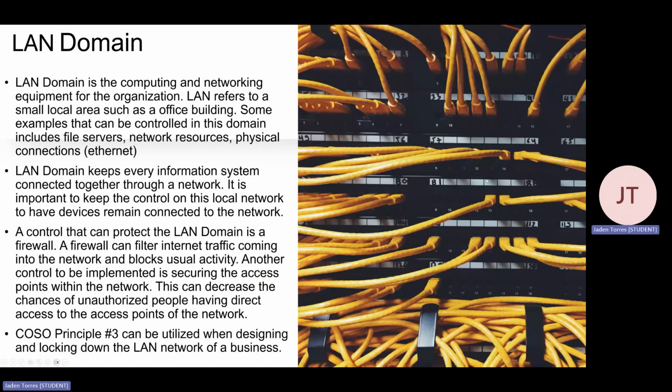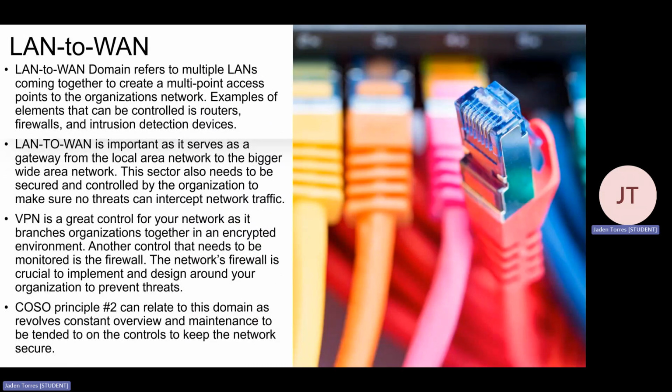All right, let's move on. LAN to WAN. If I haven't mentioned before, LAN, local area network, WAN, wide area network. This is basically the transition between the two. So, LAN to WAN refers to multiple LANs, local area networks, coming together to create a multi-point access point to the organization's network.